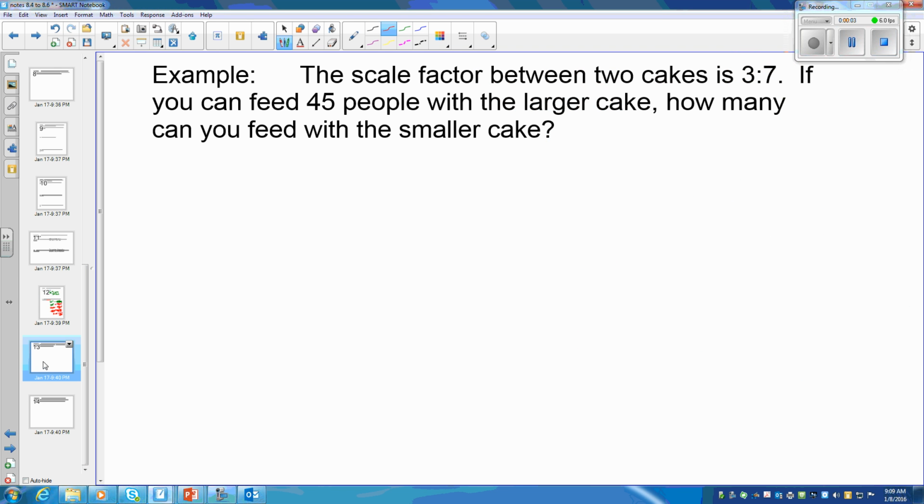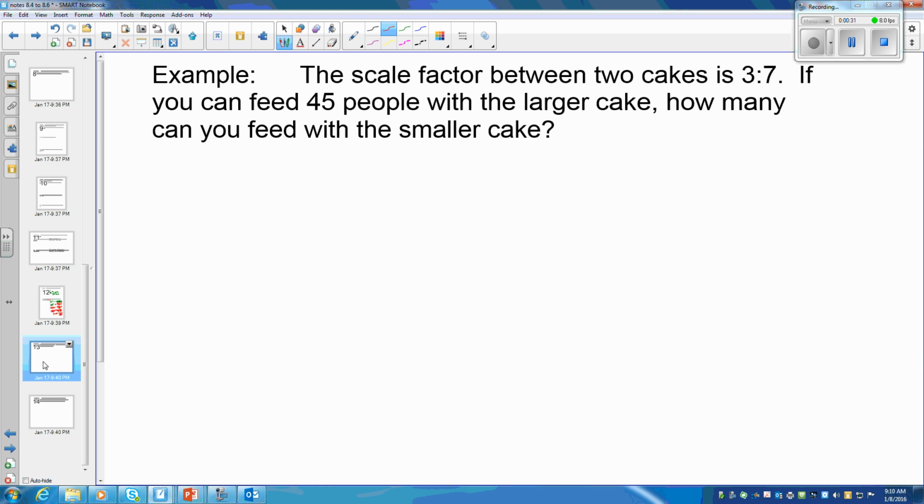So our next question says, the scale factor between two cakes is 3 to 7. If you can feed 45 people with the larger cake, how many can you feed with a smaller cake? Okay. So this one's a little different question because does it talk about scale factor anywhere? No. So what do you think we should do here? Doesn't talk about scale factor at all.